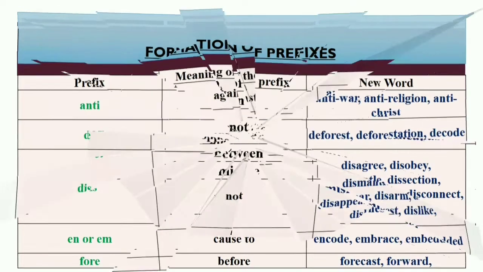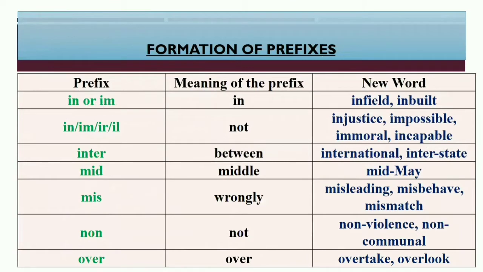Okay, now next prefixes, in or im. Using this in or im, dear learners, you can also make new words. The meaning of prefix in or im is in. Look at the new words: infield, inbuilt. Okay, now next, in, im, ir or il. It means not. So here you get the new words injustice, impossible, immoral, or incapable. So dear learners, you can make this type of new words using these prefixes.